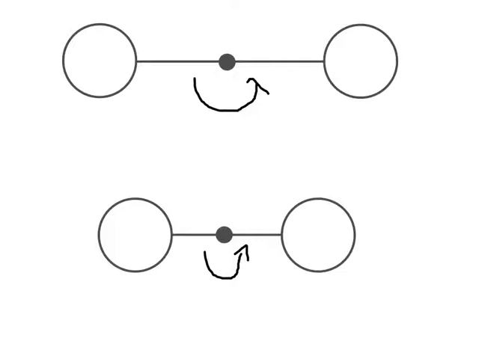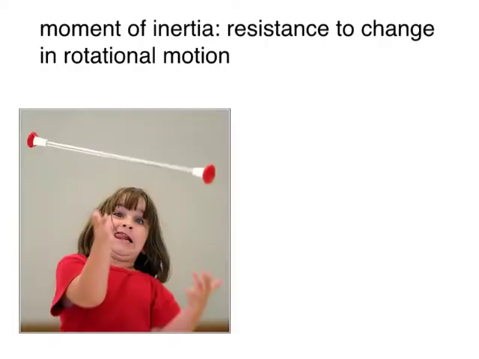This means it has a smaller moment of inertia. Moment of inertia measures an object's resistance to changes in rotational motion. And moment of inertia depends not only on the mass of the system, but where that mass is located.